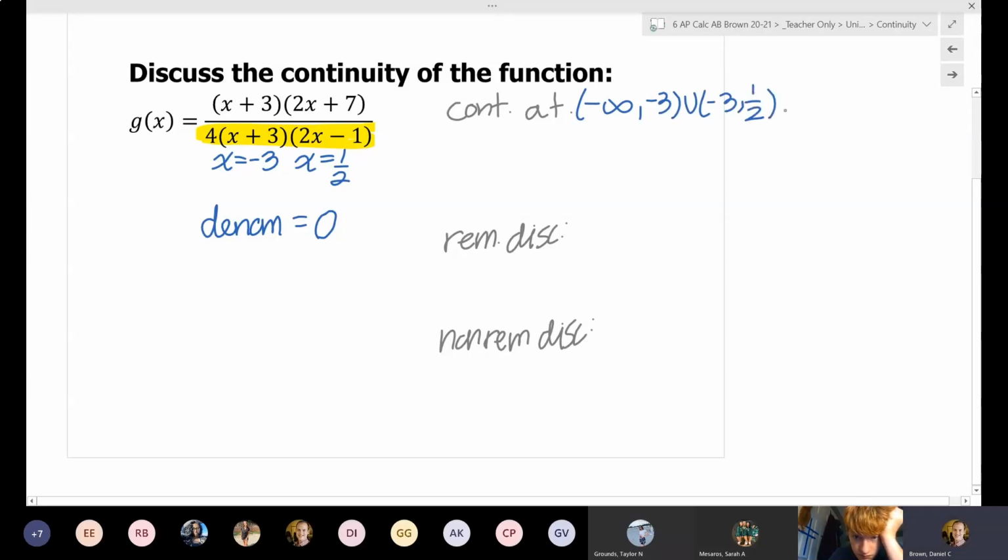So again, I like interval notation, if I can do an infinity sign appropriately. But there's other ways you can write too, as long as you're clear about where it's discontinuous at. Or you can also say continuous everywhere.